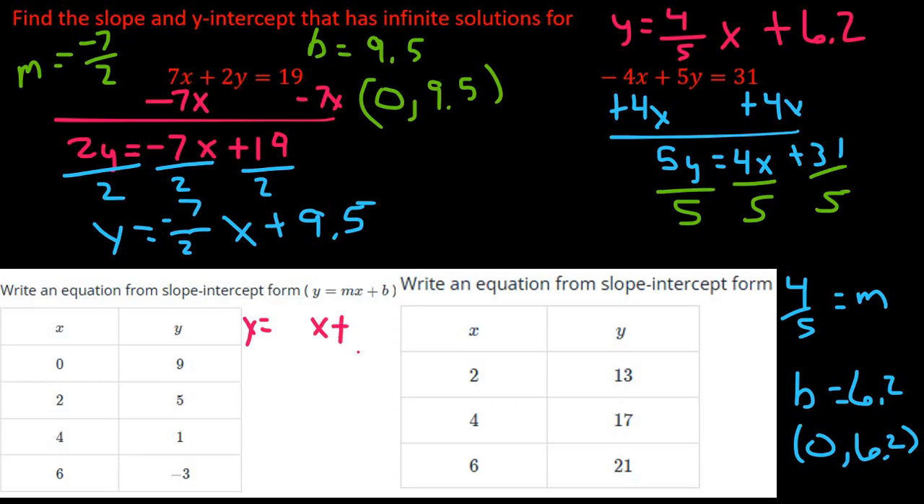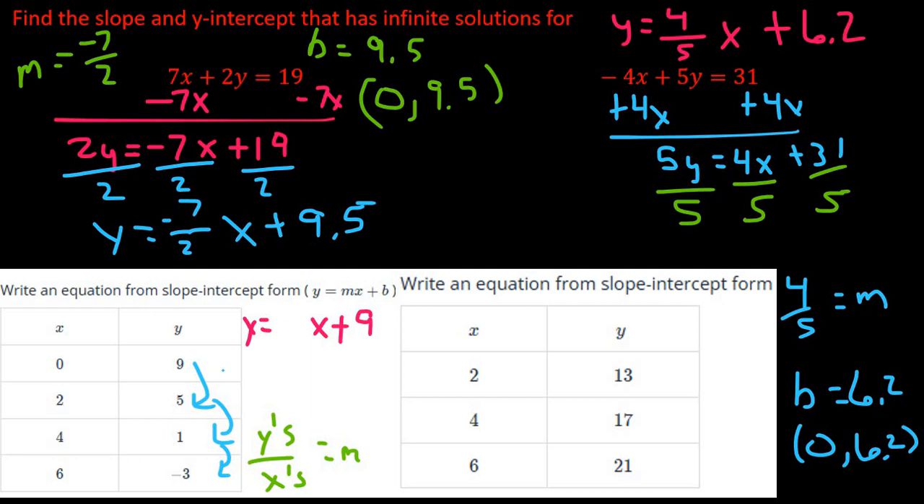You only have to find two things. And the first one is going to be 9. Your slope, I'm going to write this really informally. It's the change in y's over the change in x's is our slope. So for this one, how do you go from 9 to 5, and then from 5 to 1, and then from 1 to negative 3?